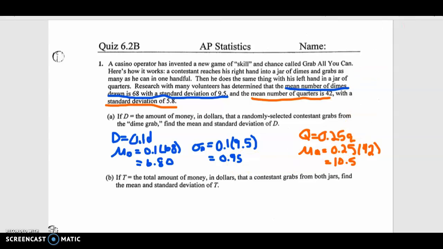And then the same thing for quarters. I'll just give you that amount. It's going to be 0.25 times the standard deviation of 5.8. And that's $1.45. So the standard deviation for the quarter draw is 1.45. And again, that's not part of this problem, but we're going to need it in the next part.